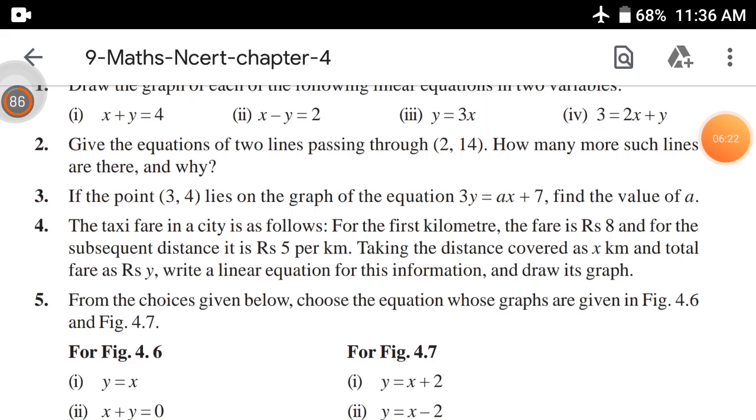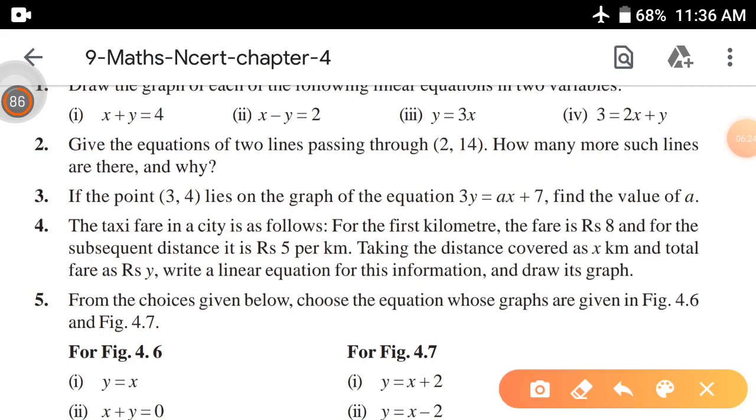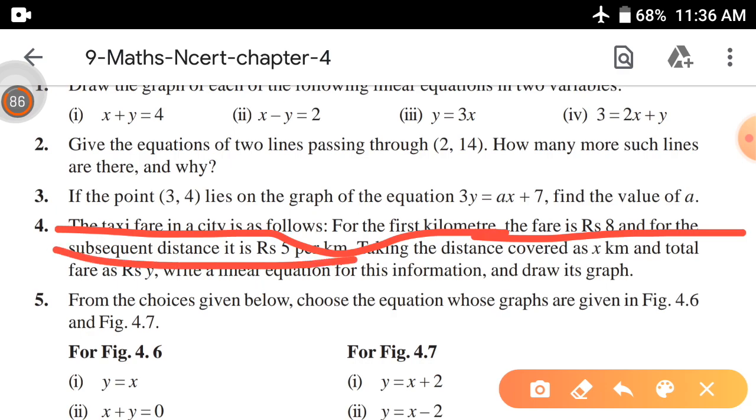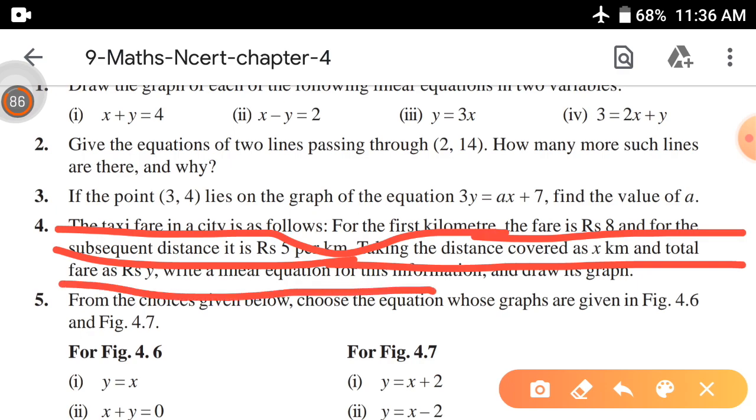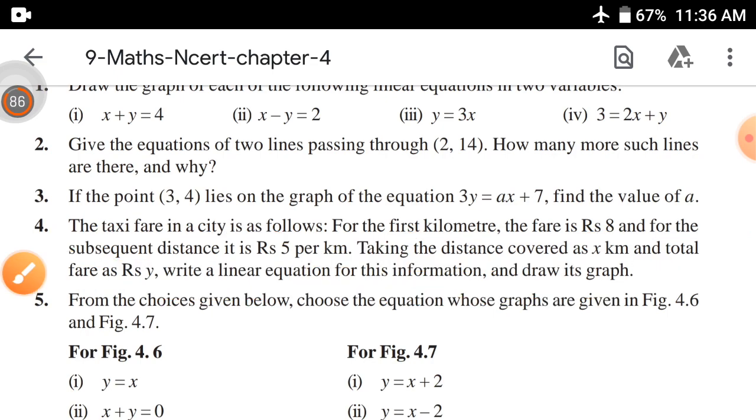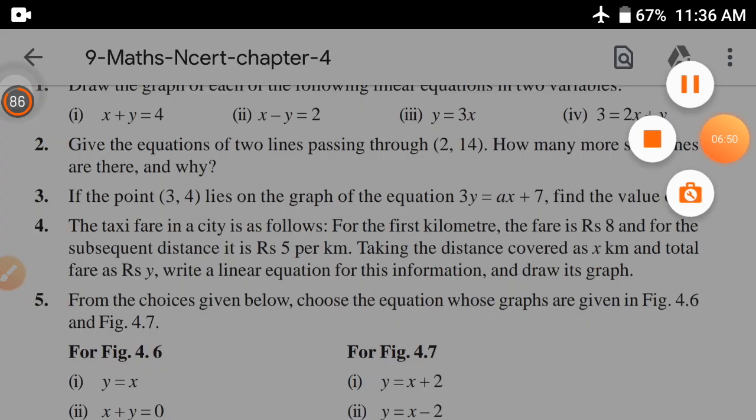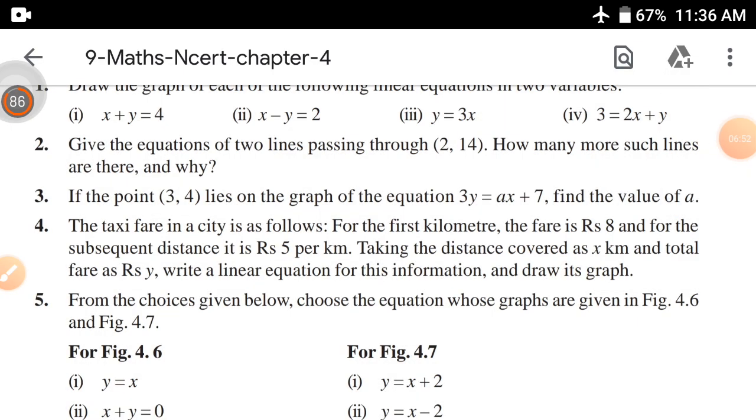This is a very good question of this exercise. I'm reading the question, just have a look. The taxi fare in the city is as follows. For the first kilometer the fare is 8, and for the subsequent distance it is 5 per kilometer. Taking the distance covered as x kilometers and the total fare as y, write the equation with the help of this information and draw the graph. First you have to understand what the question is saying to you and how we will find the relation between these two.